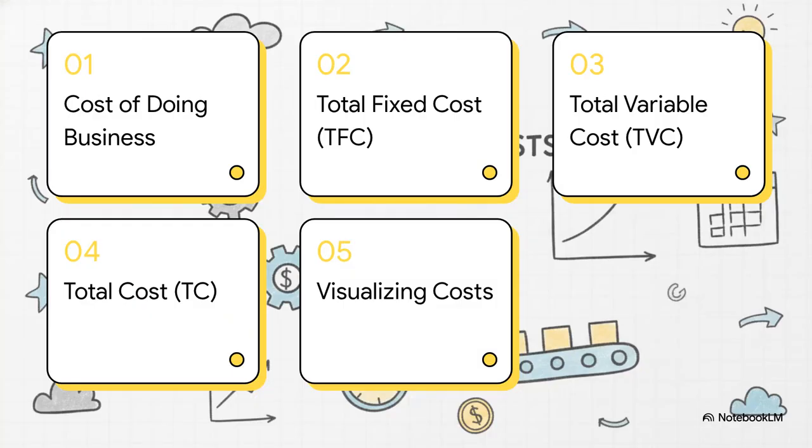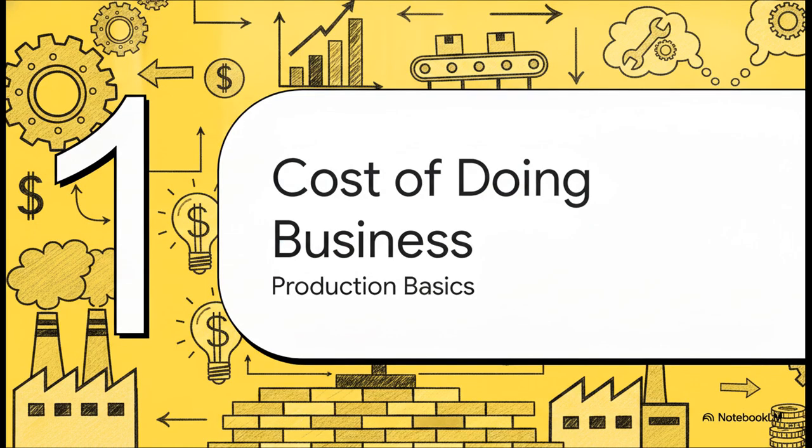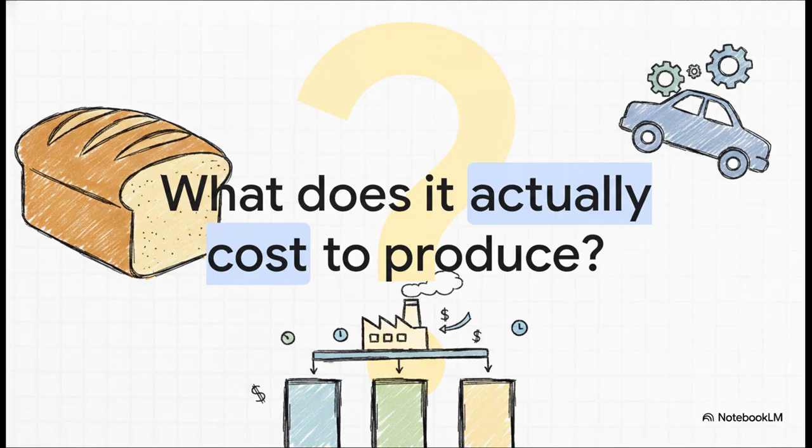Here's our roadmap for today. We're looking at the basic cost of doing business, then we'll unpack total fixed costs, total variable costs, and total cost before finally visualizing exactly how they all interact. All right, jumping into part one, the cost of doing business. This whole thing really kicks off with a highly practical question. And that question is, what does it actually cost to produce a commodity?